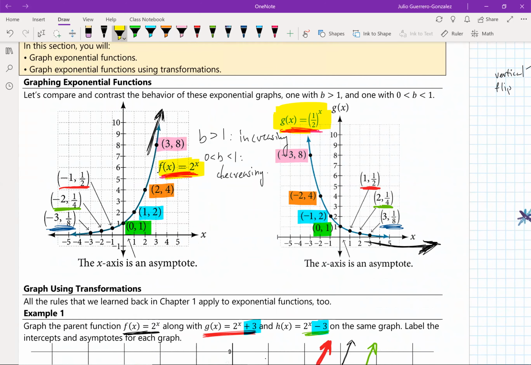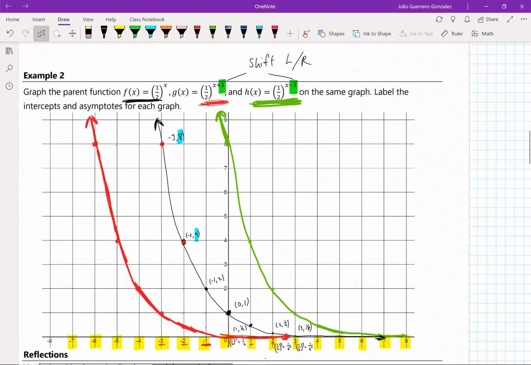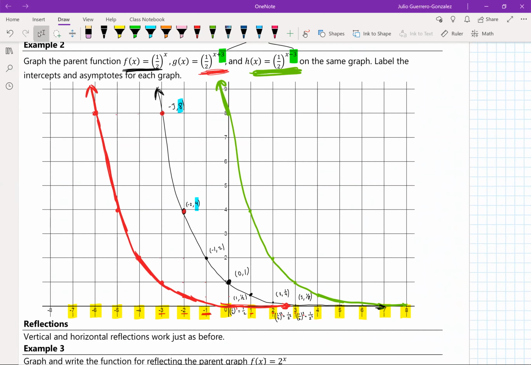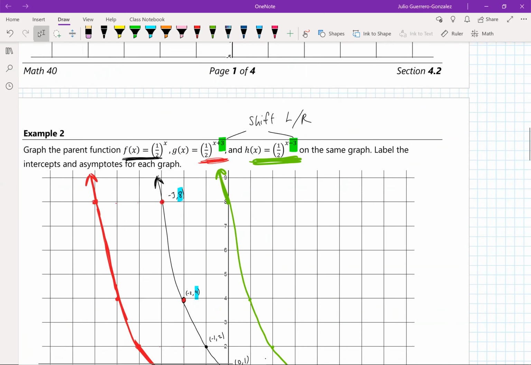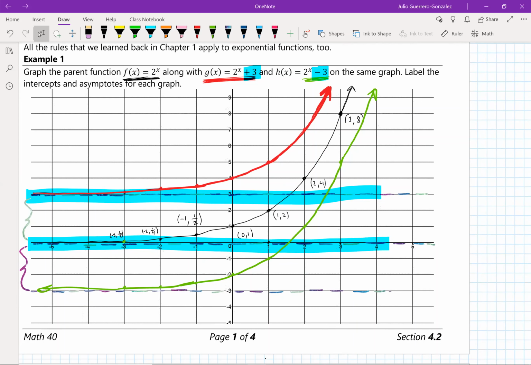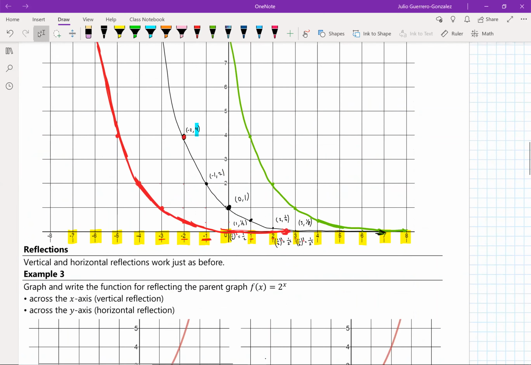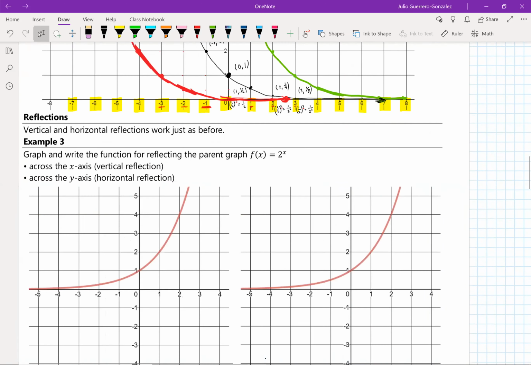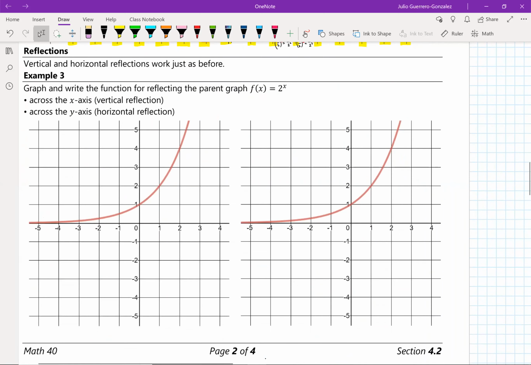So you don't really have to graph any of the points for this one. So long as you knew what 2 to the x did, you just flipped it. I think after this we're done, aren't we? Yep. Okay.